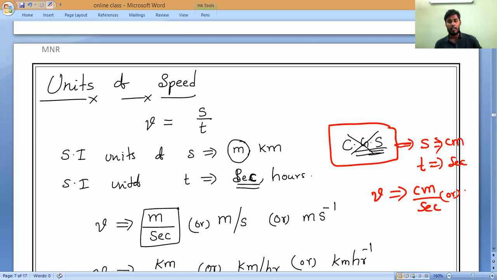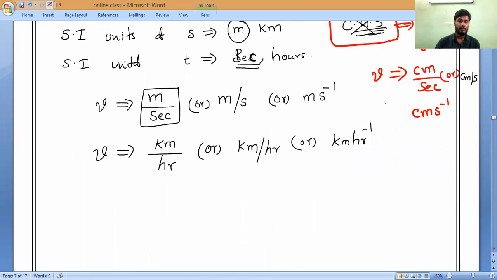Centimeter per second, or we can say cm second inverse. What can we write? cm second inverse. Reading is very important. Vardhani, are you reading? cm second inverse, we can say this is centimeter per second. Danishkar, if you have difficulty reading, ask me. So this is the SI unit and CGS unit. Any doubt, guys?